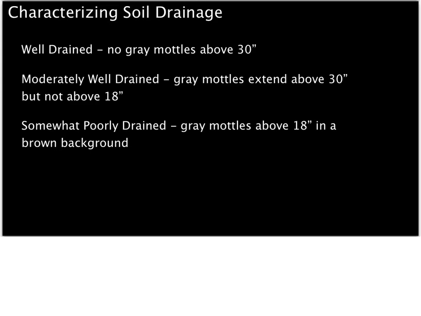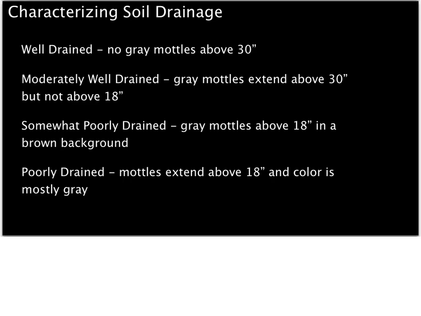Poorly drained is mottles above 18 inches, except now we're dealing with a mostly gray background, telling us that the iron in that soil is in a reduced form, and telling us most likely that we have a very high water table that is in that soil for extended periods of time.